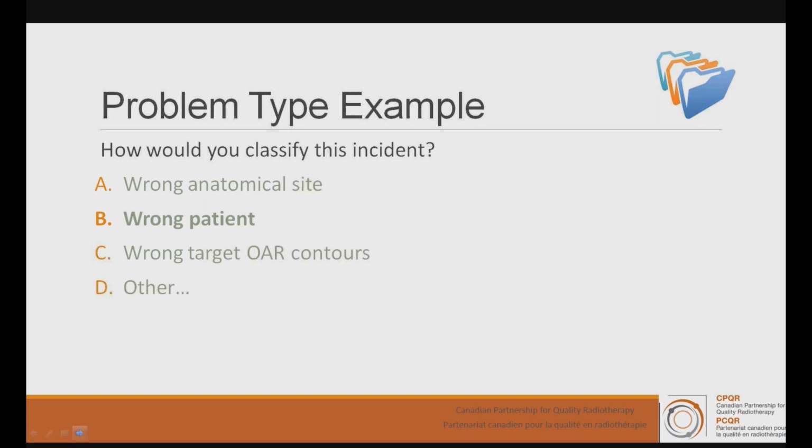The involvement of an incorrect patient's information, or an incorrect patient at any step in the treatment process, was the causation. We'd be tempted to use wrong target or OAR contours because it was the wrong area that was treated, or the wrong volume. But the reason it was the wrong volume is because it was the wrong patient's information that was used.